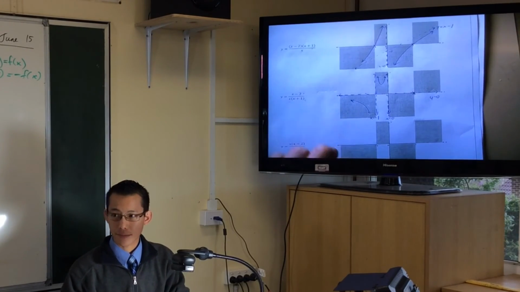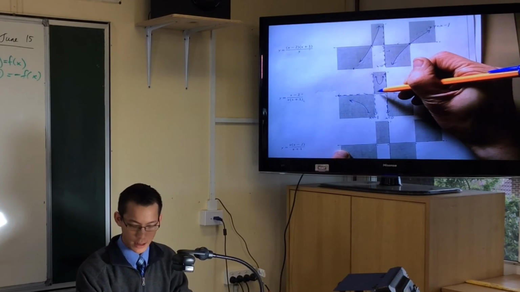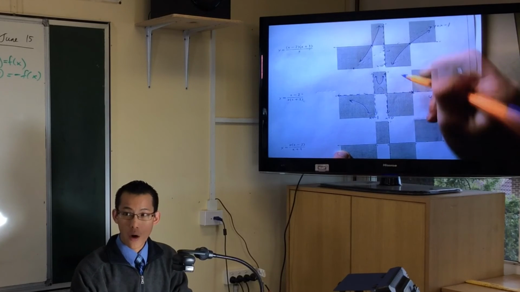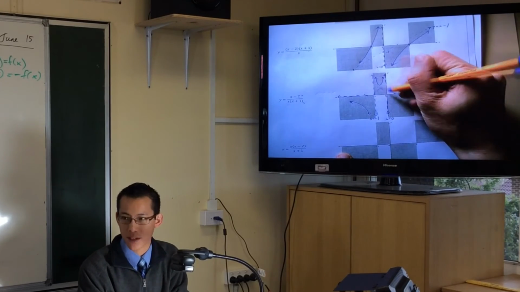Question. Other way around, is that fine? Can we have it upside down? You mean like this? Yeah, can we do that? Well, can it be upside down? And the answer is it can't, because then it would have to stop somewhere, right?